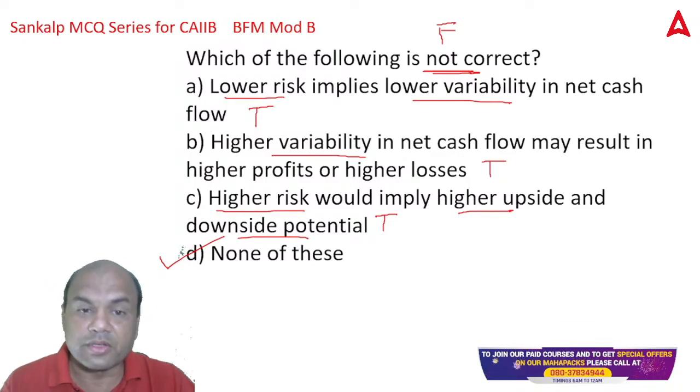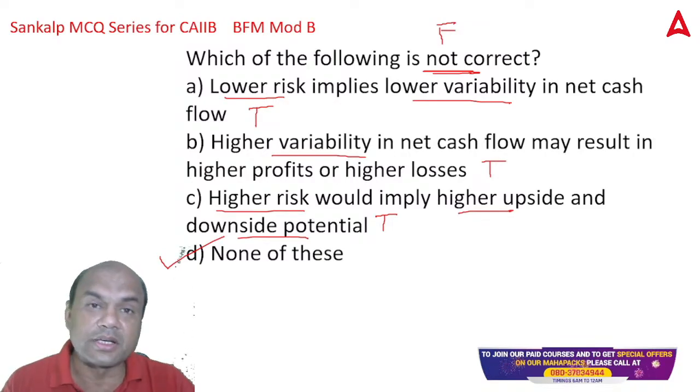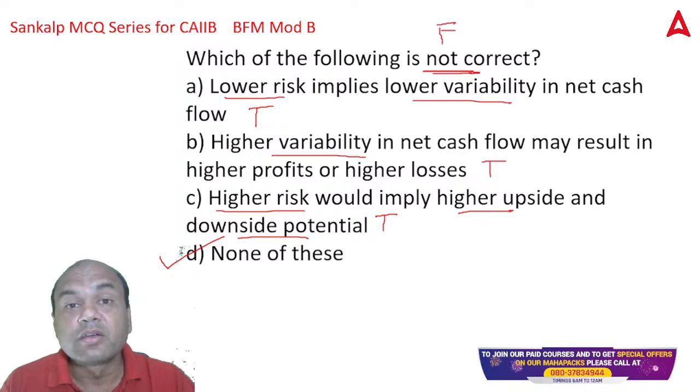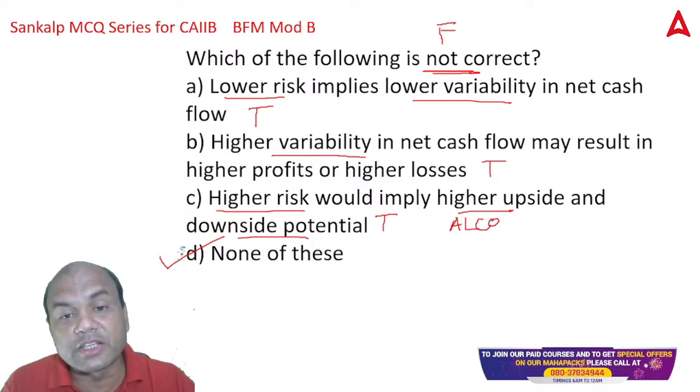Remember, higher variability means may result in higher profits and or higher losses. Higher risk would imply higher upside or higher downside. That is the basic logic of this ALCO department. What is the ALCO department in the bank? Asset liability management. So it basically deals with this higher upside and higher downside.